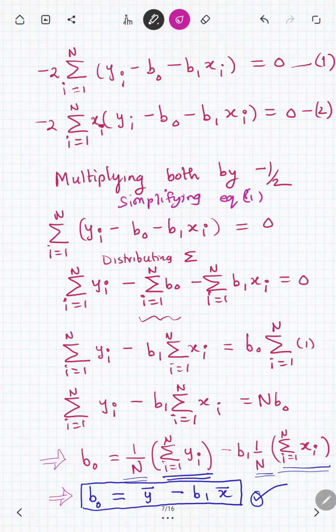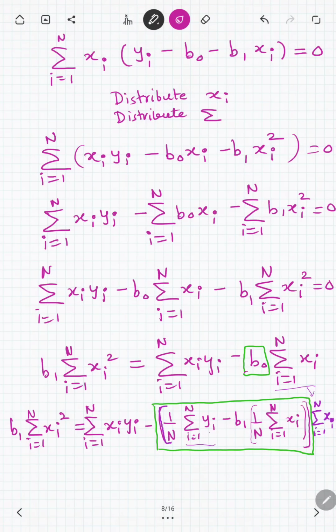Now next we have to derive the closed form formula for b1, and for that we will use the second equation that we have. Okay, so this is the second equation that we have, that is the dou SSE by dou b1. This is equation 2. Okay, so we distribute xi, firstly we multiply all the terms by xi, and then we take the summation inside the bracket. Okay, and then we take all the b1 terms.